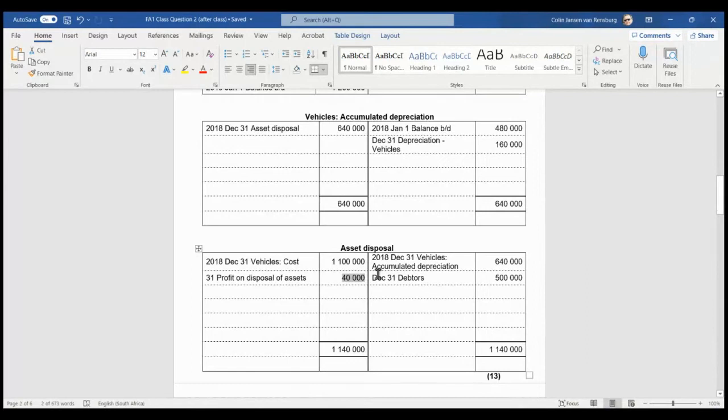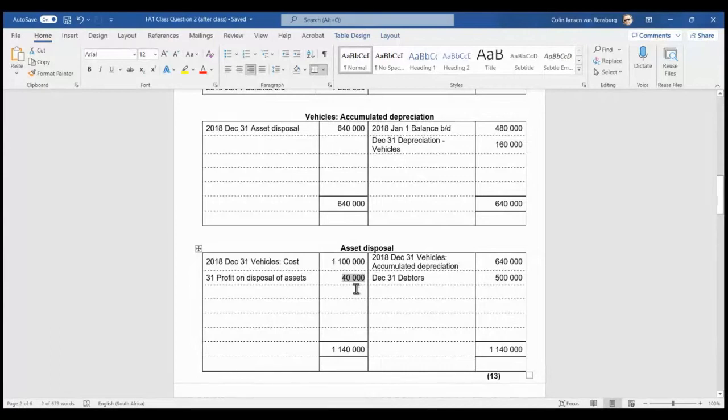Remember, we said the asset disposal account, which is a suspense or a temporary account, does not have an opening balance. It does not have a closing balance. So it means it has to close off. Not balance off, close off. It has no balance. Okay.